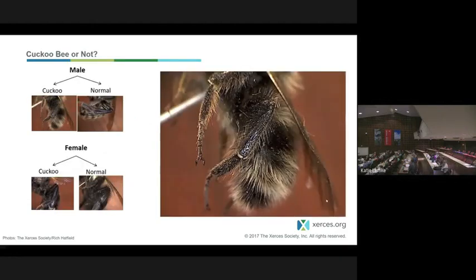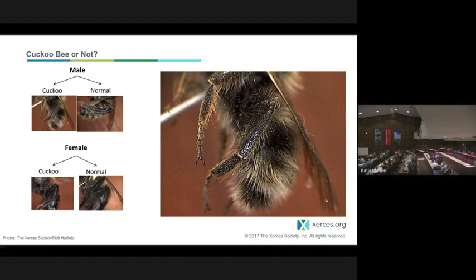So cuckoo bees, they're a little bit harder to identify, but it's going to be okay. And if you catch one, that's going to be very amazing because I have been looking for bees for about 5 years now and I have never caught one. So if you catch one, I'm going to be ecstatic for you.